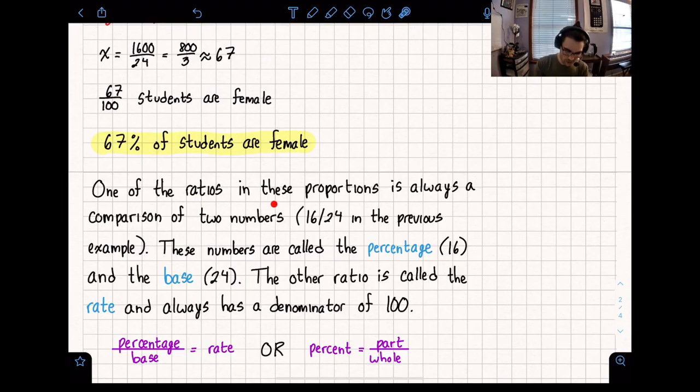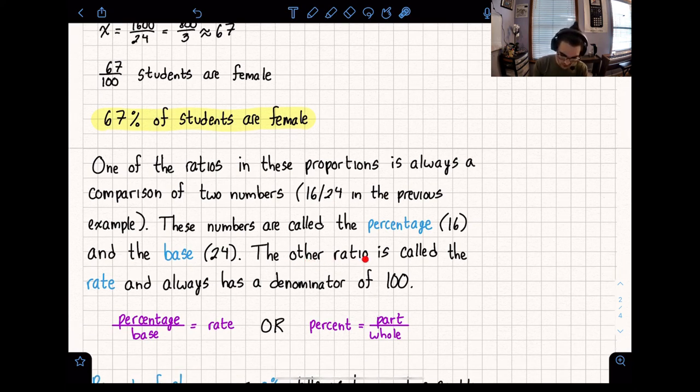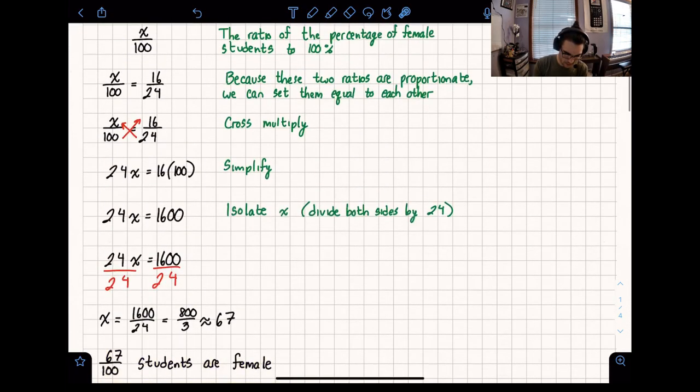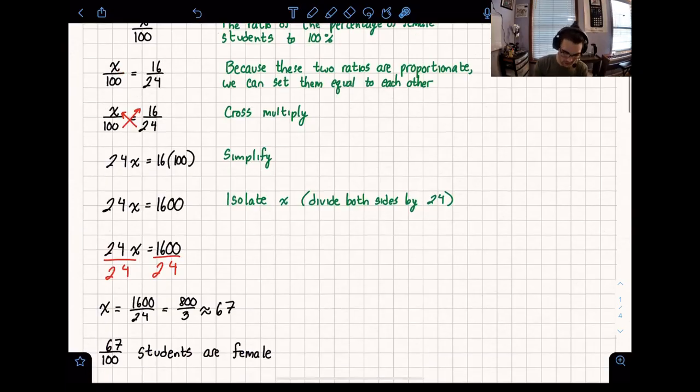One of the ratios in these proportions is always a comparison of two numbers. In our previous example, the ratio we were looking at was 16 to 24. In the previous example, these numbers are called the percentage, the 16, and the base, which the 24 is the base. So we could think of that as 16% of 24, or 16 of 24. The other ratio is called the rate and always has a denominator of 100. So in this example right here, we could say that this is the percent, this is the base, and this is the ratio right here.